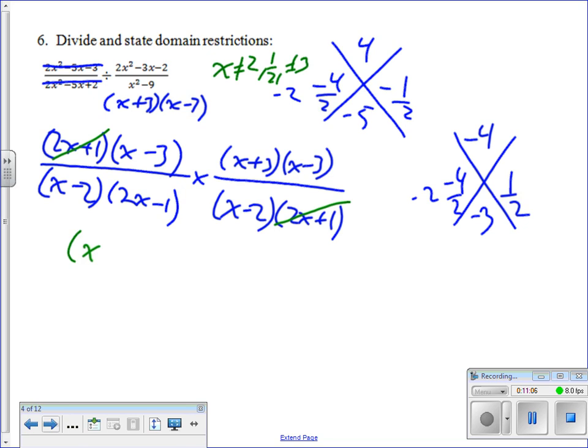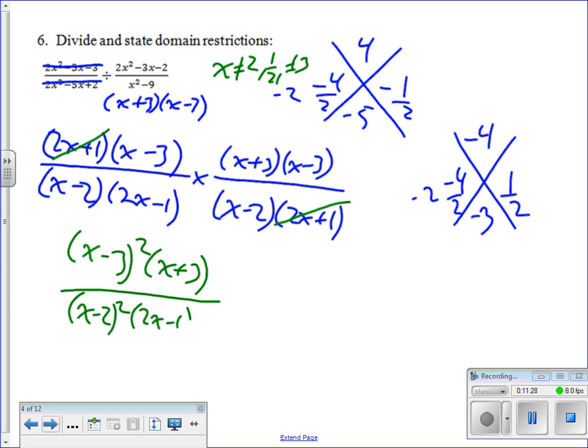x minus 2 was what? -3, and that's -3. No, yeah. x minus 2 and x minus 2, those are both in the denominator. They have to be one on each one. So I have in my numerator x minus 3 squared times x plus 3. My denominator is x minus 2 squared times 2x minus 1. And if you wrote x minus 3 times x minus 3 and x minus 2 times x minus 2 instead of squaring them, I'm okay with that.